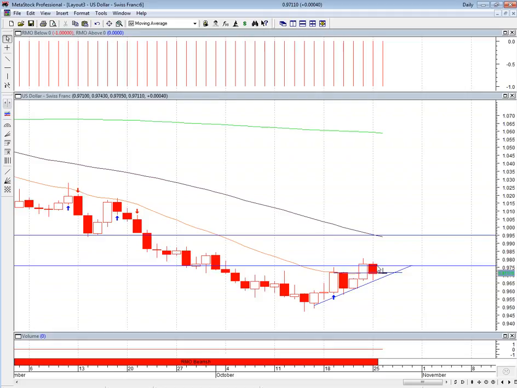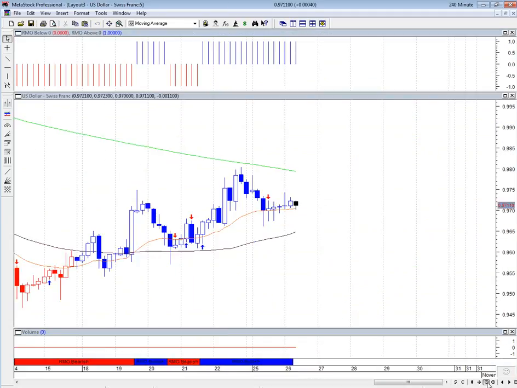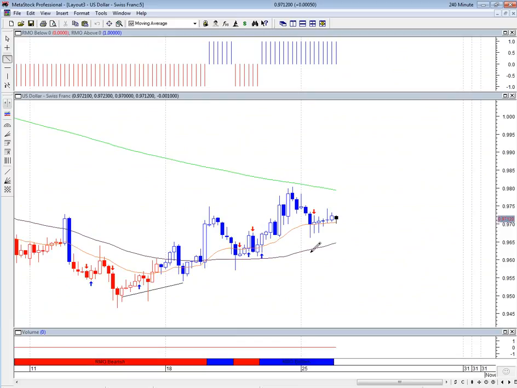Okay, so we've seen some pullback, and then this morning on Asian market trading we've seen it trade higher, but it's now trading at the lower end of its range. Let's have a look at the intraday just to confirm that. You can see on the 4 hour, for example, that uptrend on this pair.